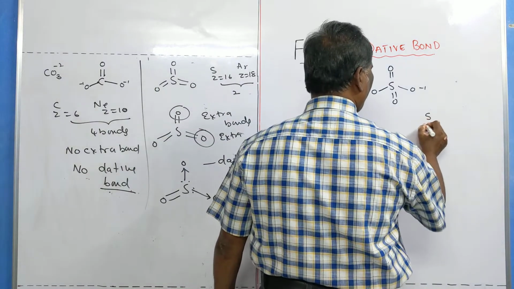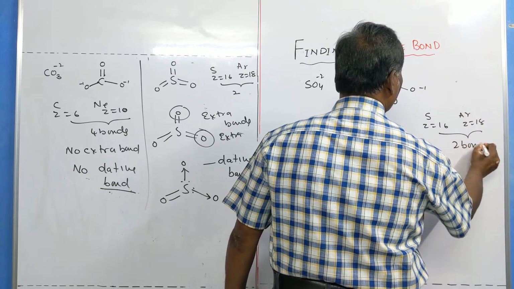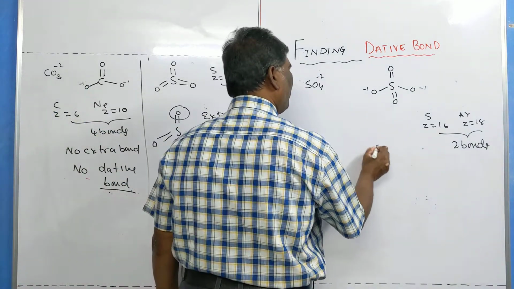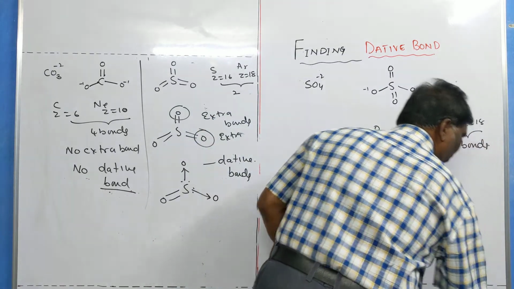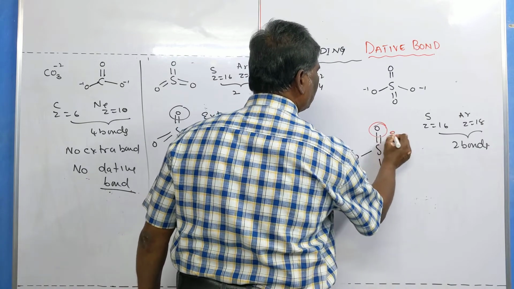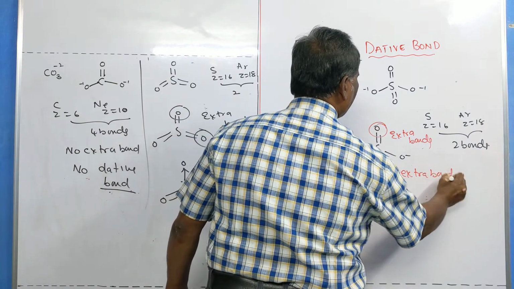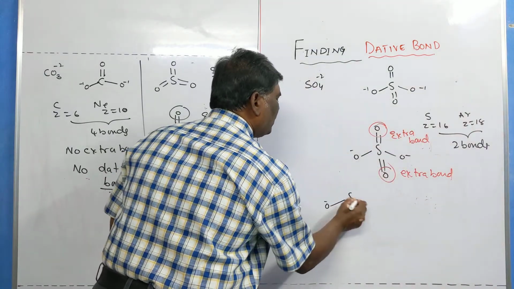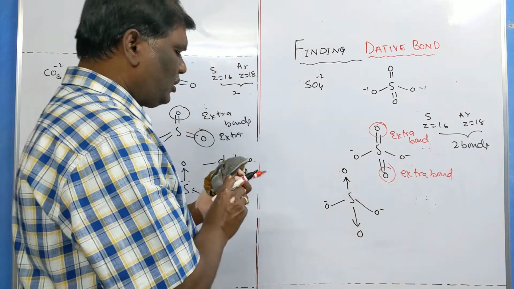Now sulfur atomic number is 16. Nearest inert gas is argon 18. The difference between these two is 2. So sulfur has to make only 2 bonds. So the remaining bonds are taken as extra bonds. Now you take 2 bonds, especially one single bond and another single bond. These two are the extra bonds. Generally the extra bonds are made into dative bonds. So what is the geometry here? This is a single bond. Here is a dative bond. Thus sulfate has 2 dative bonds.